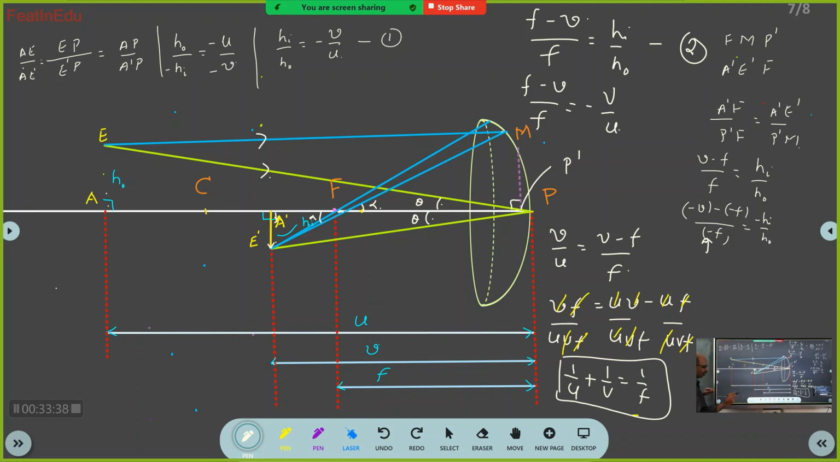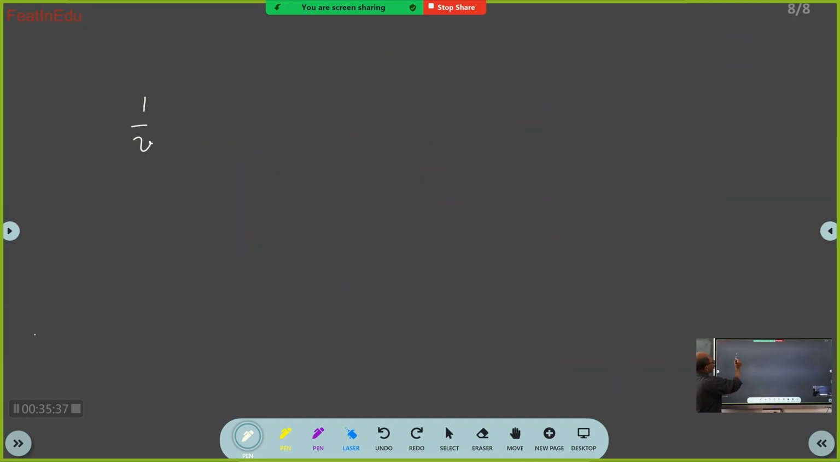Now the other way by which you can write this is 1 by V plus 1 by U is equal to 2 by R, because F is equal to R by 2, where R is the radius of curvature. What is a plane mirror? A plane mirror is also a spherical mirror, but with infinite radius of curvature. So put R as infinity in this. What happens? 2 by infinity is 0. So 1 by U plus 1 by V is equal to 0.